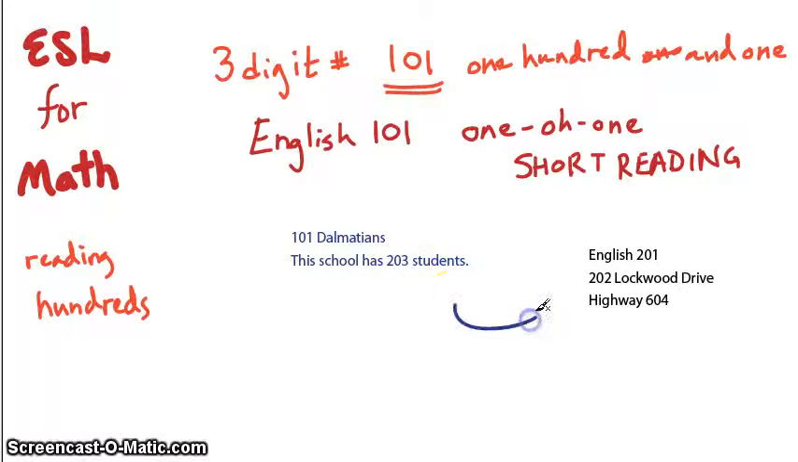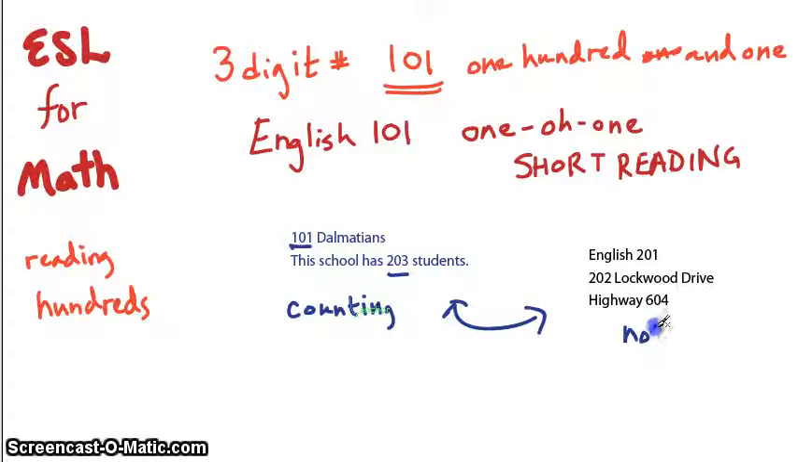So if you look at these two situations, you might notice a difference between the way that we're using these numbers. Here, 101, 203, I'm using these as actual numbers in order to count something. So I'm counting with them. I'm counting Dalmatians, 1, 2, 3, 4, 5, 6, 7. I count all the way up to 101 Dalmatians. Okay, I can count the students all the way up to 203 students.